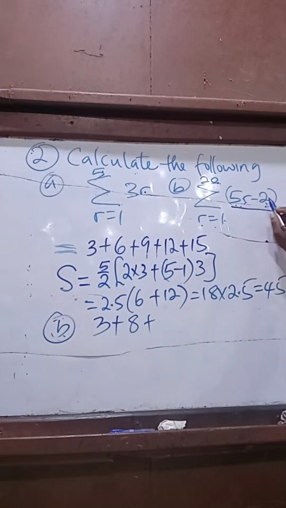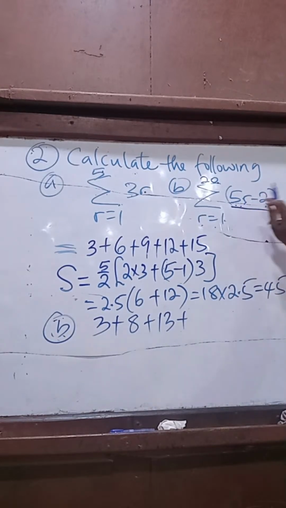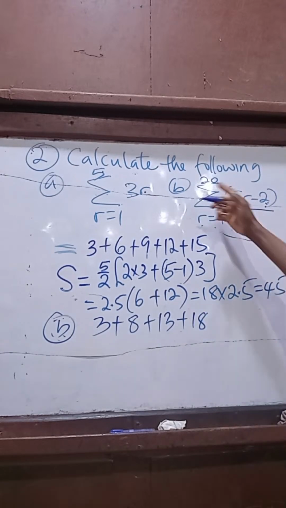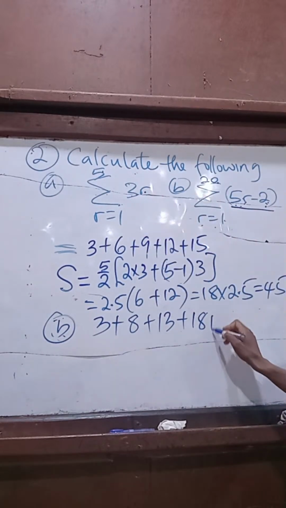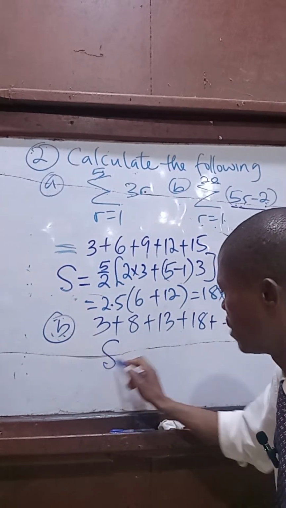Times 3 minus 2, that's 13. Times 4 minus 2, that's 18. You can see the numbers go from 1 to 20, so I'm going to skip some numbers and write the last one. That will be 5 times 20, that's 100, minus 2, that's 98. So I'll get my sum.